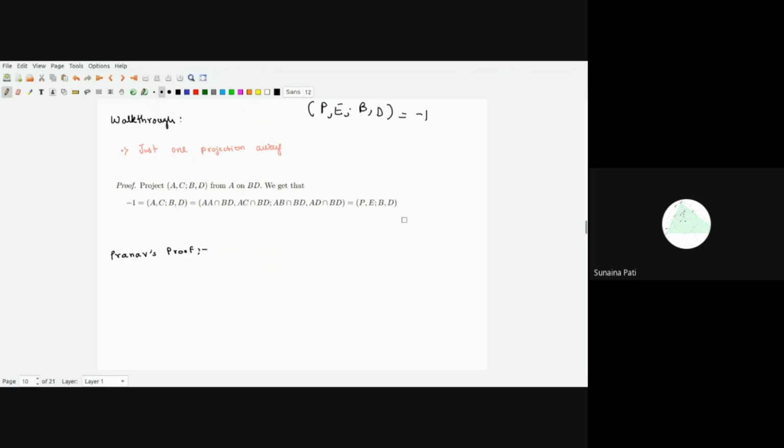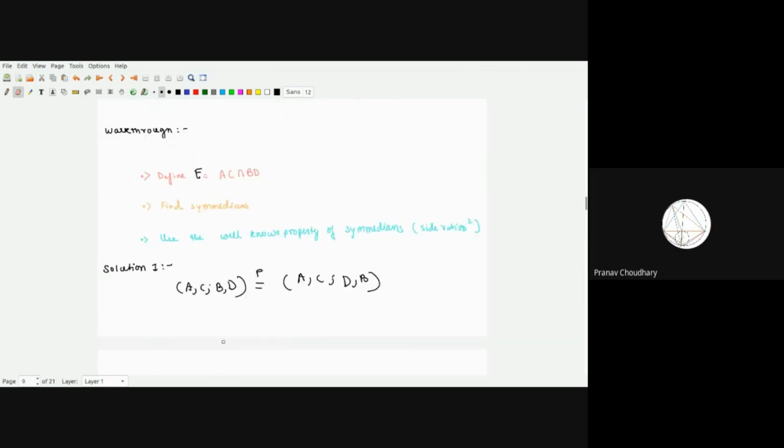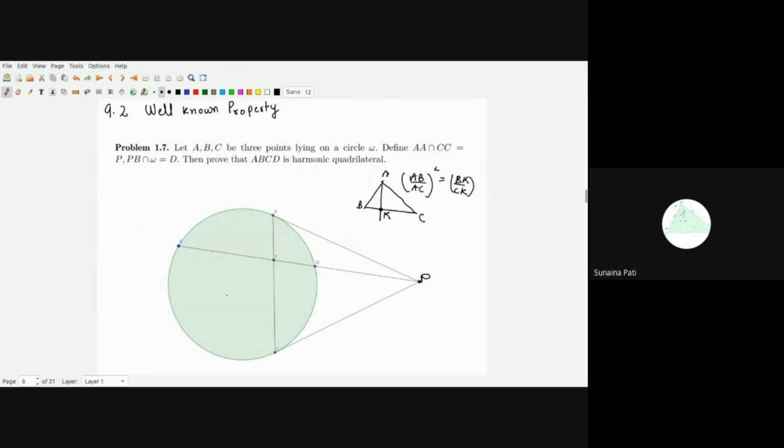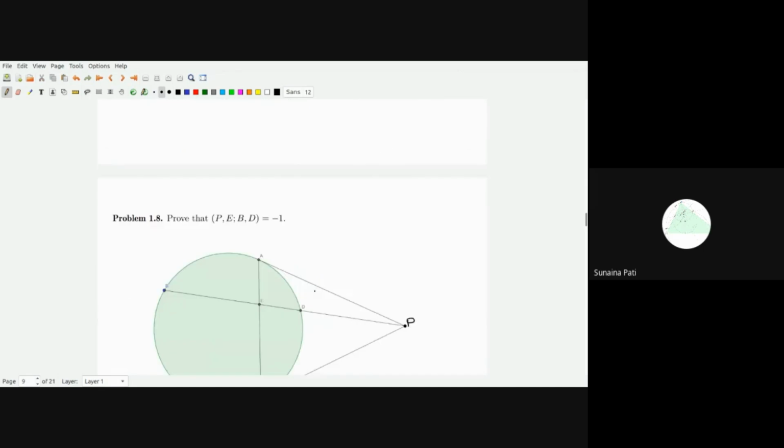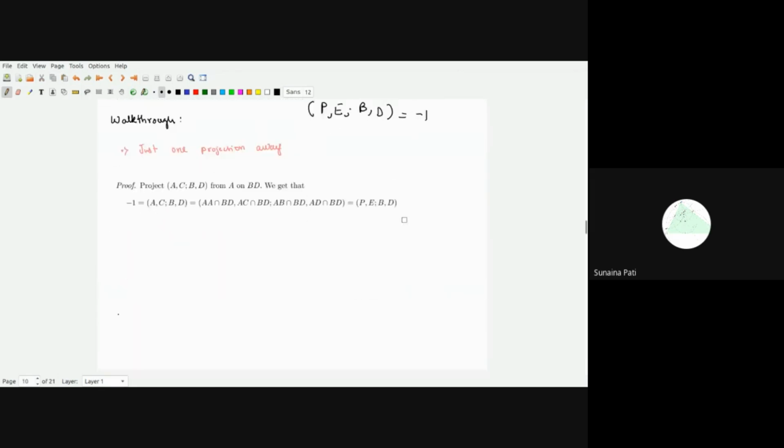BDEP is equal to BDAC, it's the same proof. If you have ACBD equal to PEBD, which is equal to CABD, then AC and CA get switched. So yes, I think I should actually mention this.